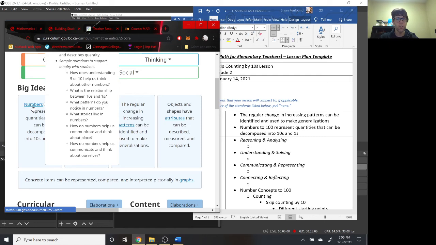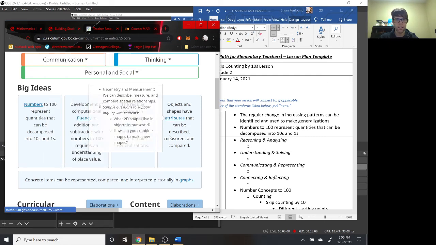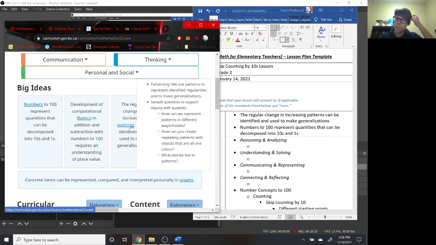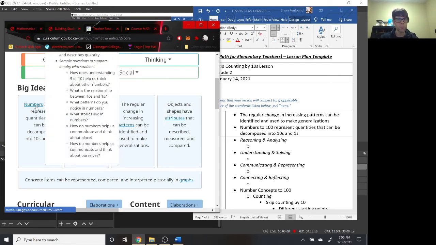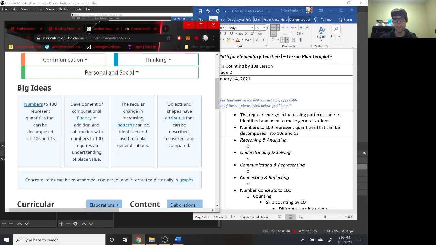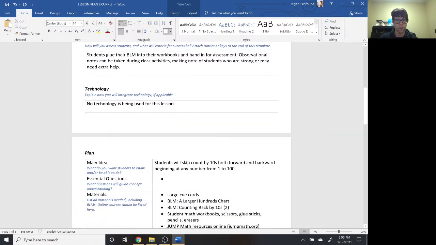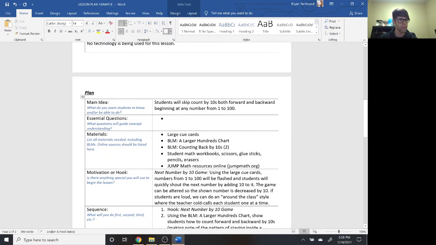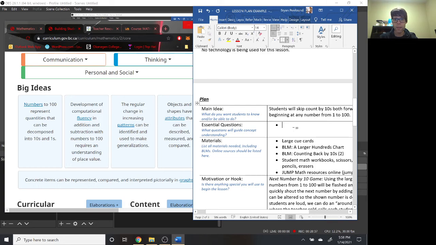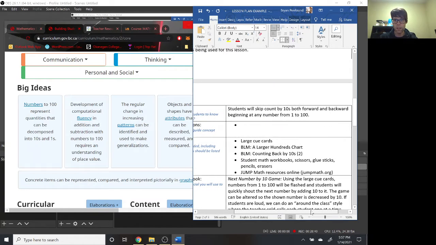And notice as you hover over some of the highlighted texts here on the big ideas, you're going to get some sample inquiry questions. For example, if I hover over numbers, how does understanding 5 or 10 help us think about other numbers? What I like to do with these inquiry questions is toss them into the essential questions part of this template. If I expand this template a little and scroll down, there's this essential questions part down here. I like putting the ones that I like into this part of the template.